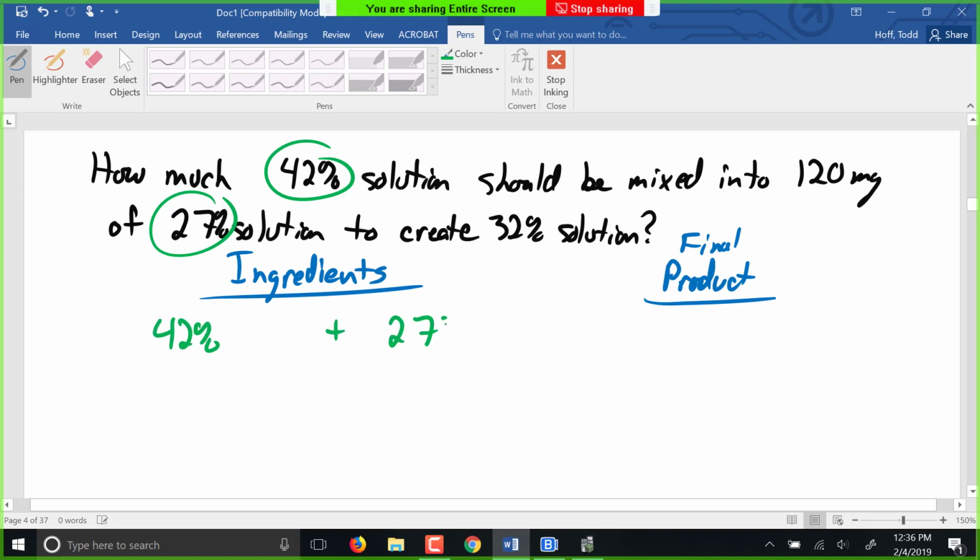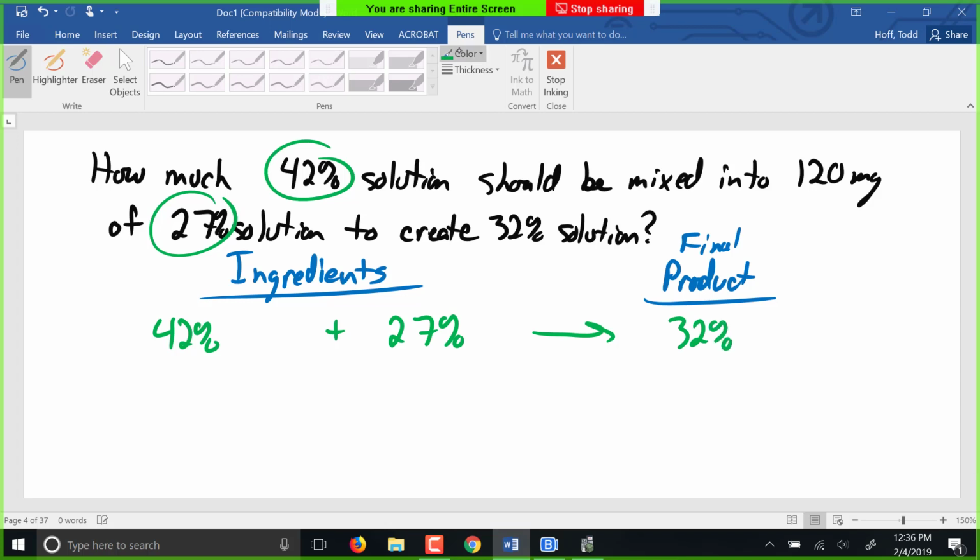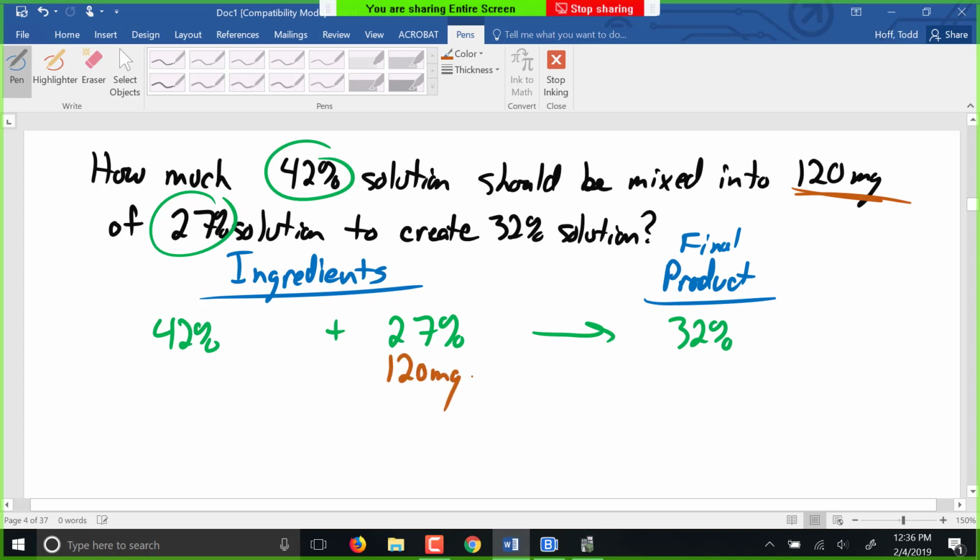So we're combining 42% with 27%. And we want our result to be 32%. The amounts for those. The only amount we have is 120 milligrams, and that goes with 27%. We're asked how much 42%. So I'm going to let the amount of the 42% be X. The amount of the final product then is, if we have X milligrams and 120 milligrams, that has to add up to give us X plus 120.